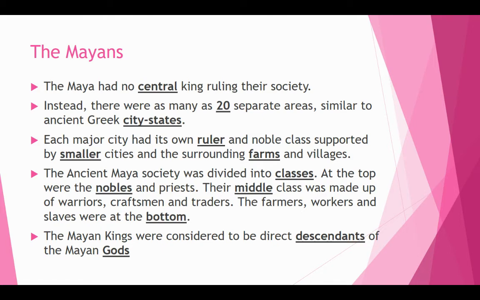They organized themselves differently than many of the other civilizations that we've looked at so far. They had no central king ruling their society. Instead, there were as many as 20 separate areas similar to the ancient Greek city-states. Remember, city-states are small, independent territories that have their own government structure and social structure. So we'll see that the Mayan regions are going to be similar to that. They'll be focused around a major city who had its own ruler and noble class, supported by smaller cities and surrounding farms and villages.